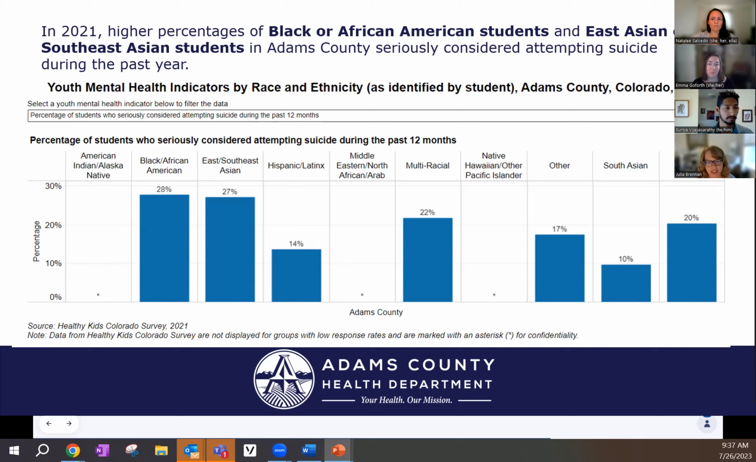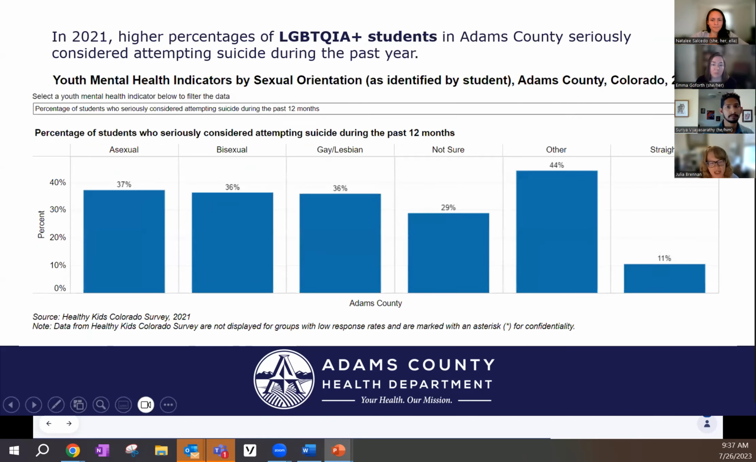This data shows us on this chart that there are higher percentages of Black and African American and East or Southeast Asian students in public schools in Adams County that seriously considered attempting suicide during the past year. And this was higher than the other groups, but followed also by multiracial and white students in Adams County. We can also display this data on the next slide by sexual orientation. And again, on our website, you can navigate to the 4 different measures.